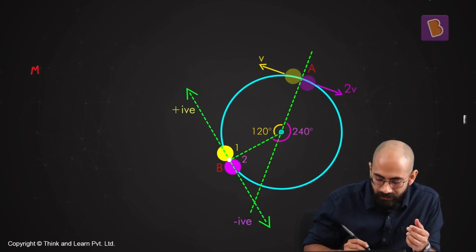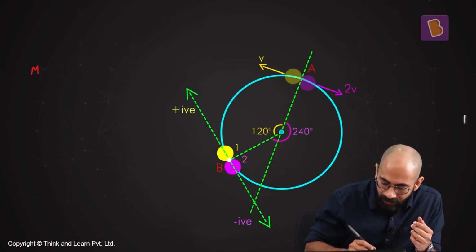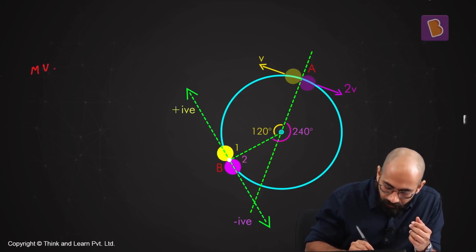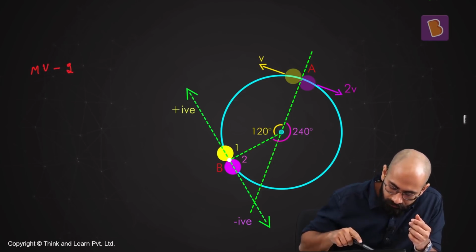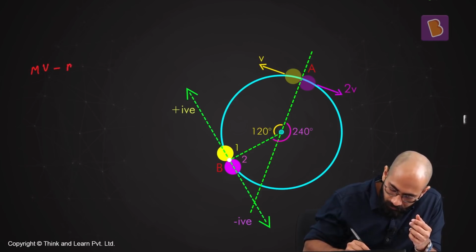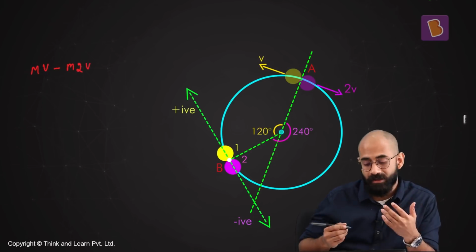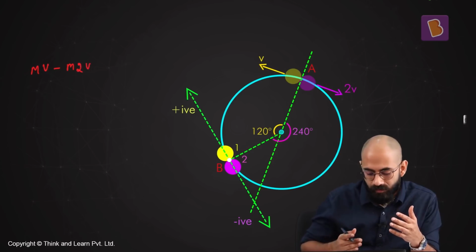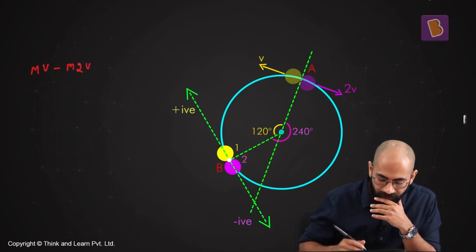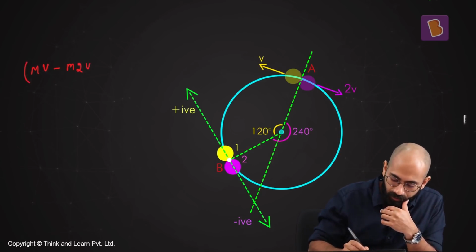M, of course, is the mass of the particle or the bead. m into (v) minus m into 2v. Again, why minus? Because the second body is moving in the opposite direction, in the negative direction. So this is the initial momentum, right?